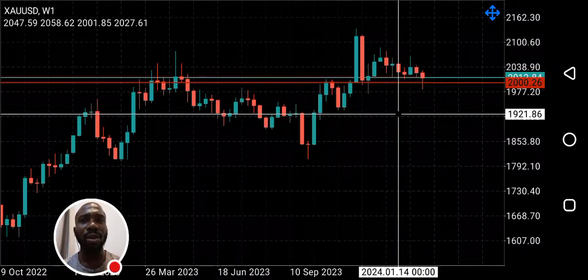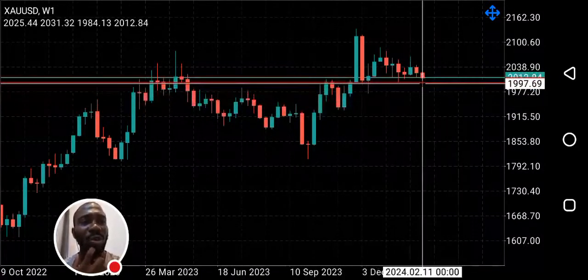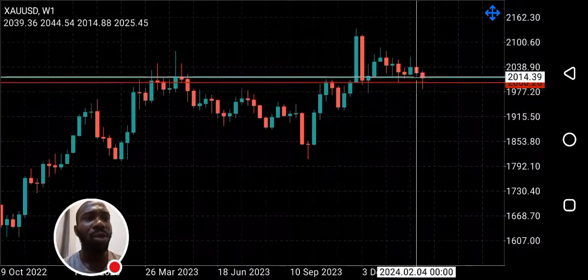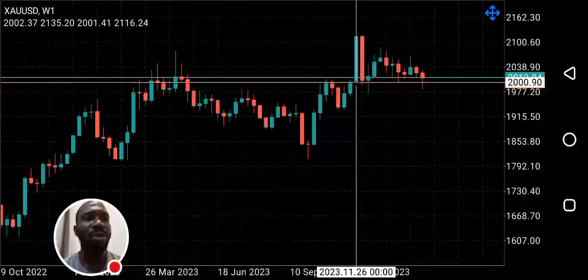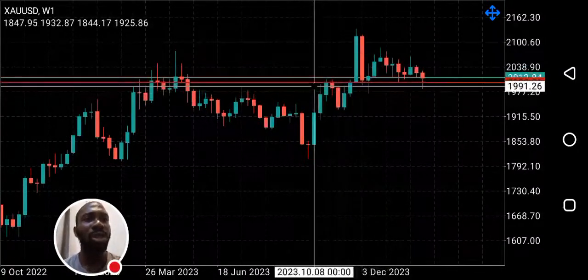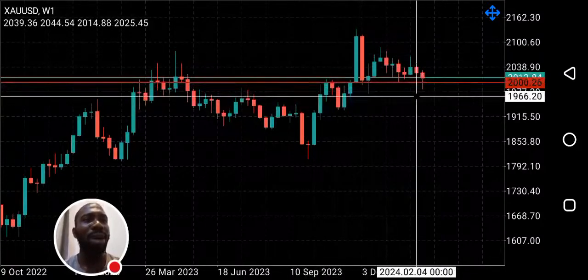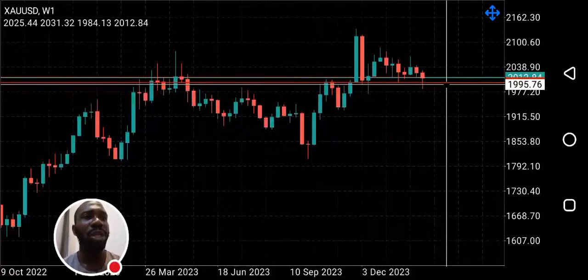And if the bulls are in control, then I should look for a buy opportunity on gold. But if a bearish candlestick closes below this low, then my bias will change from bullish to bearish. So at the moment, with the pattern we have, gold is still bullish. You can see this was a previous resistance turned support, and price has tested that level several times. So I think this week gold will be bullish.